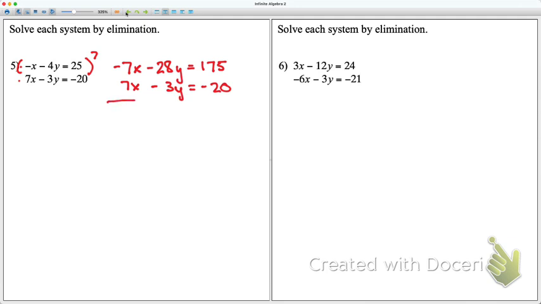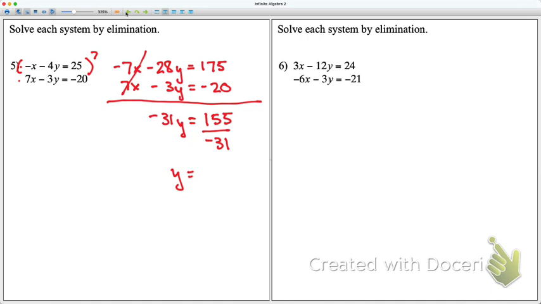So then I combine them. My x's zero out, and I get negative 31y equals 155. And I divide by negative 31.